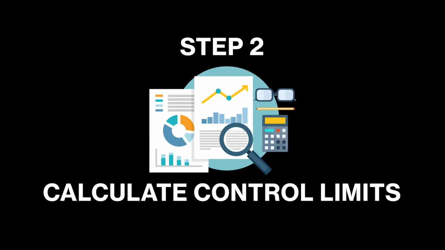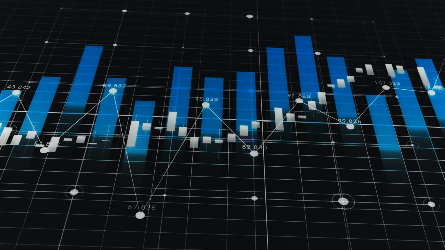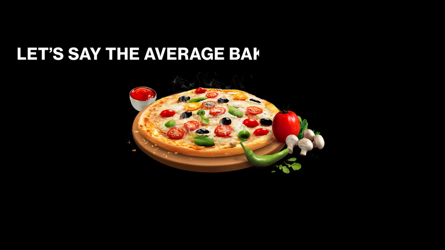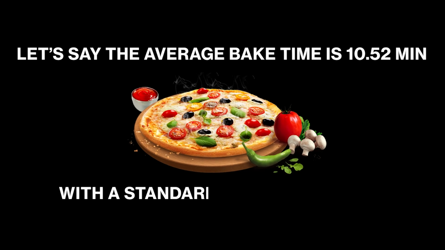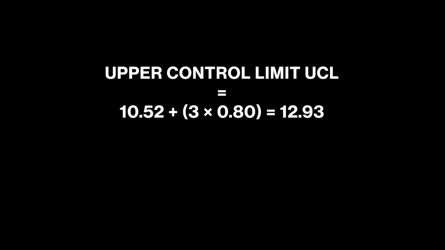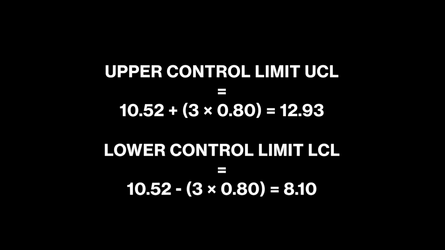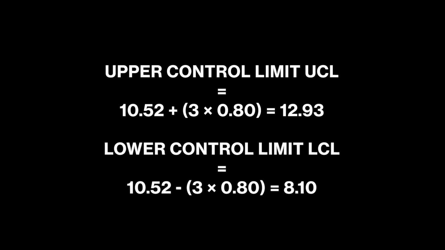Step 2, calculate control limits. This step involves a bit of statistics, but don't worry, you don't need to whip out your math books. Software tools like Excel can do it for you. Typically, the limits are set at ±3 standard deviations from the average. Let's say the average bake time is 10.52 minutes, with a standard deviation of 0.8. Upper control limit UCL is equal to 10.52 plus 3 multiplied by 0.80, which is equal to 12.93. And lower control limit LCL is equal to 10.52 minus 3 multiplied by 0.80, which is equal to 8.10. These are your warning lights.